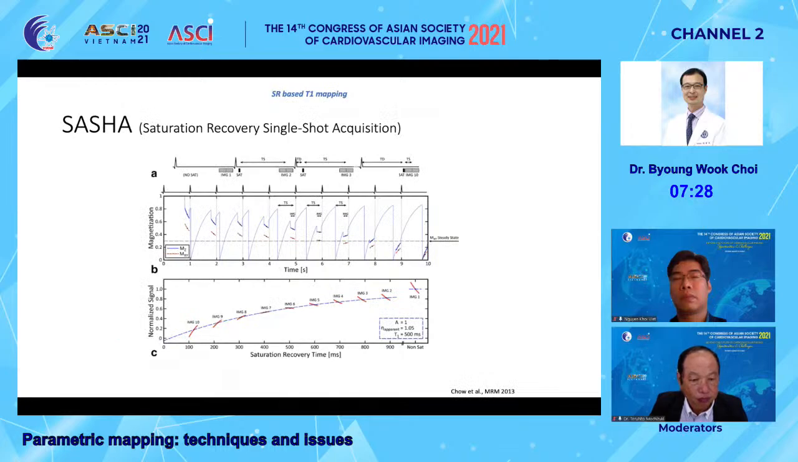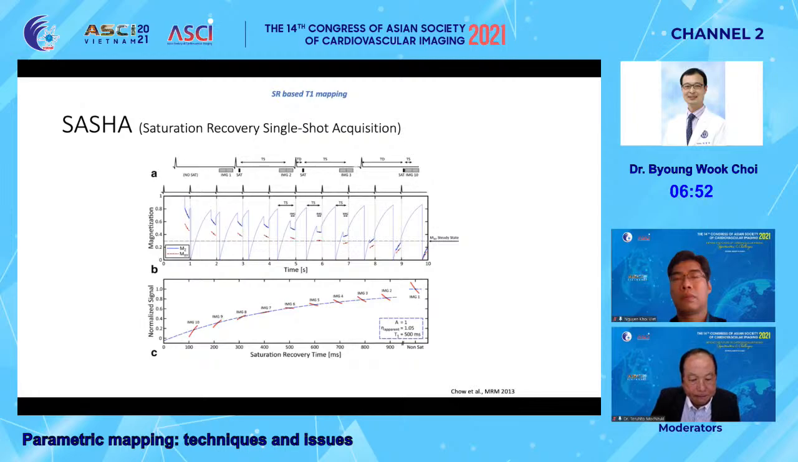Saturation recovery single-shot acquisition, so-called SASHA, is the best-known T1 mapping method using saturation preparation pulse. SASHA protocols involve the acquisition of 10 single-shot balanced steady-state precession images over consecutive heartbeats. The first image is initially acquired without any saturation preparation, using equilibrium magnetization as an anchor point for curve fitting, and the remaining images are acquired after a saturation pulse with a different saturation delay.